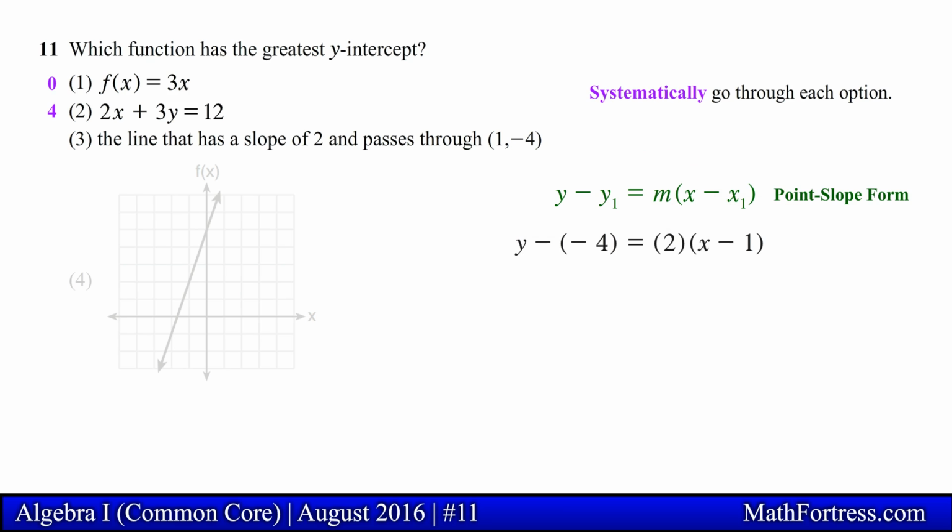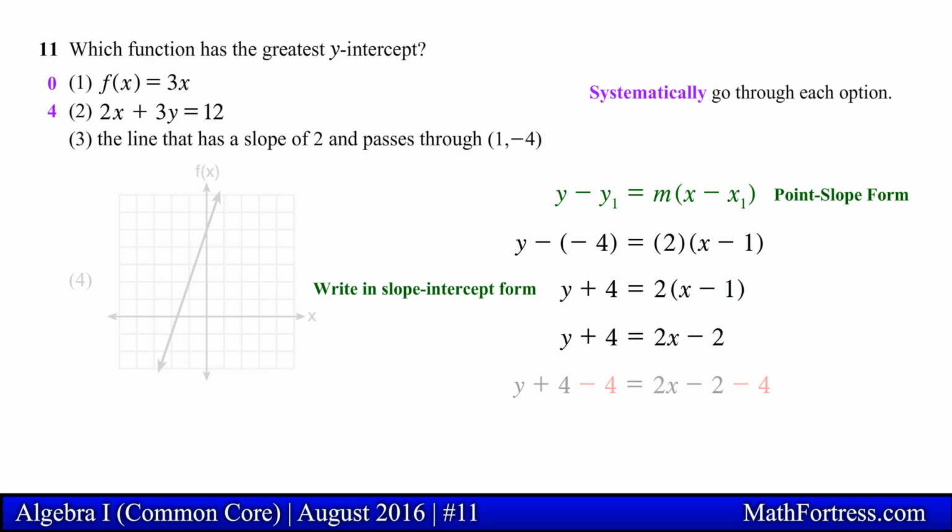Substituting the value for the slope for m and the point's coordinates for x sub 1 and y sub 1, we obtain the following. Next, we need to solve for y and rewrite the equation in slope-intercept form. So we distribute the slope and then subtract 4 from both sides of the equation, obtaining the following function, y equals 2x minus 6. We can now clearly see that this line has a y-intercept equal to negative 6.